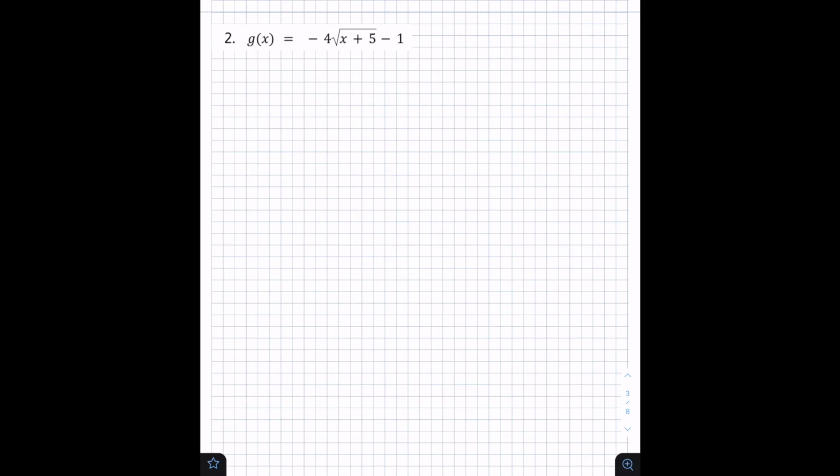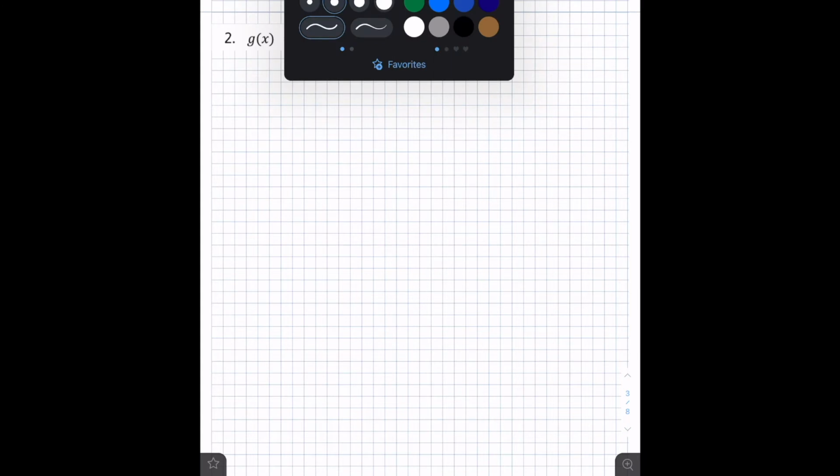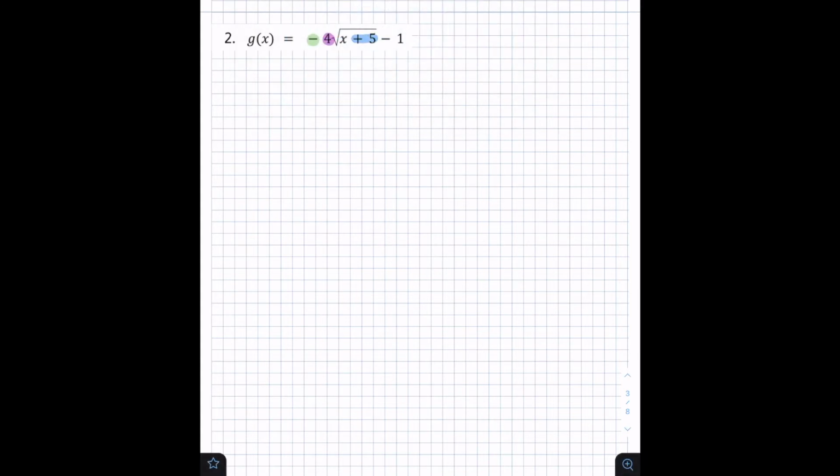Okay, so for problem 2, we have the function g of x equals negative 4 square root of x plus 5 minus 1. So let's point out what we see. We see a negative sign in the front, and then a 4. We see a plus 5 that's under the square root, and we see a minus 1. Just like last problem, if we see a negative out in front, that means that it is a reflection over the x-axis. We also see a 4 out in front, and because 4 is greater than 1, this is a vertical stretch.